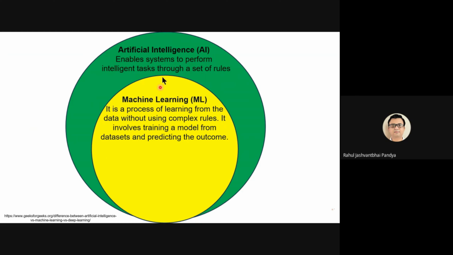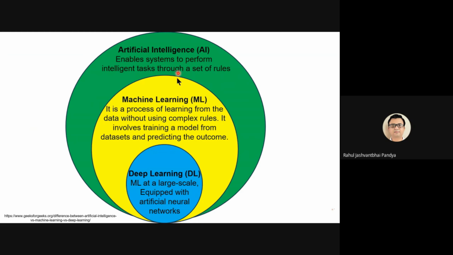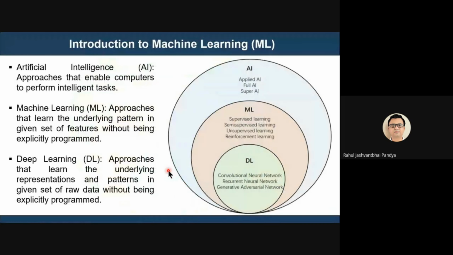Generally, machine learning comes under the umbrella of AI. It's a sub branch of AI. And furthermore, when we apply deep neural networks to machine learning, then ML at a larger scale gives us deep learning, with the involvement of artificial neural networks, or deep neural networks such as CNN and so on. So there are three major branches. First one is AI. Under that, a sub branch which is called machine learning, and furthermore, a sub branch of machine learning which is called deep learning.